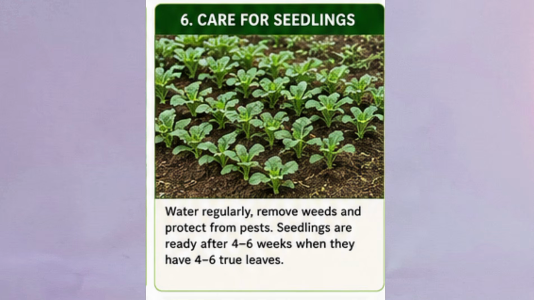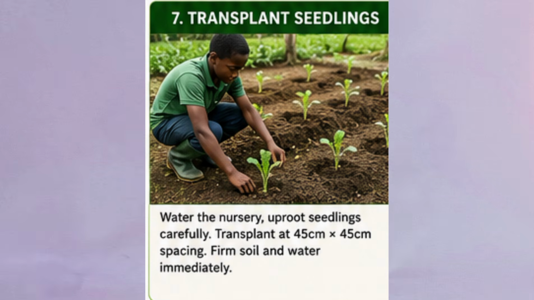Then now we want to transplant seedlings, and that means they have 4 to 6 true leaves. So under that one, we are going to start by watering the nursery before uprooting seedlings. We make sure we water it before uprooting the seedlings. Then we are going to dig planting holes. So after watering the seedlings, you go back to dig the planting holes, where you will be planting the seedlings that will have already been transplanted from the nursery.